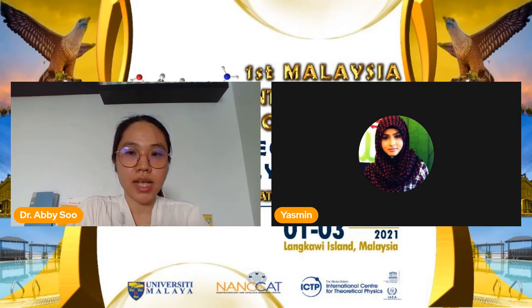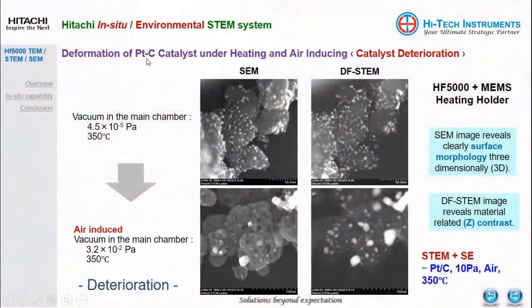This one is the SEM imaging here. This one is dark field. This one is before the reaction, before I heat the sample. It is a platinum carbon catalyst, with platinum supported on the carbon. I want to observe the catalyst deterioration. These platinum particles are supported on the carbon, and this one is still in high vacuum.